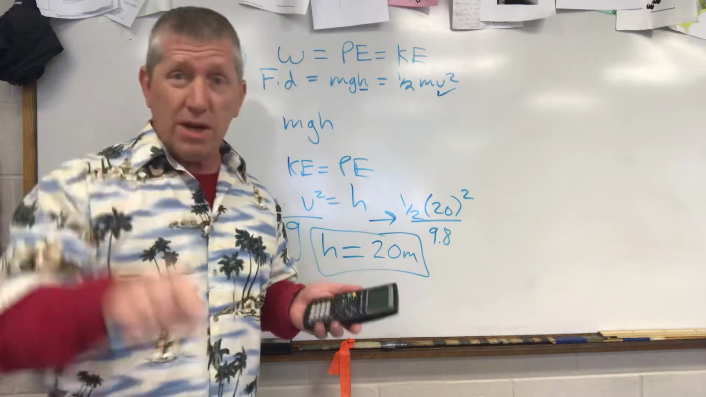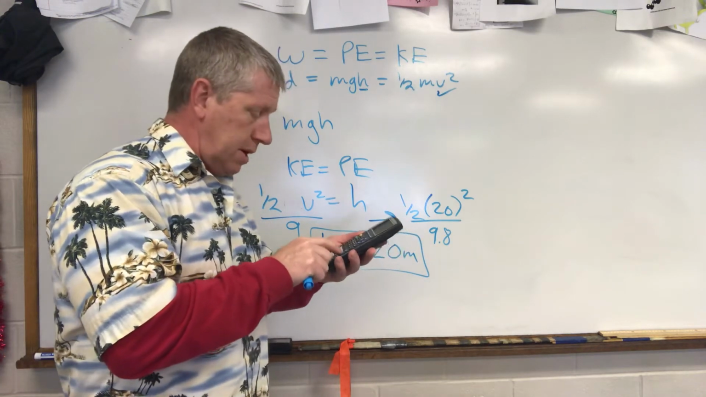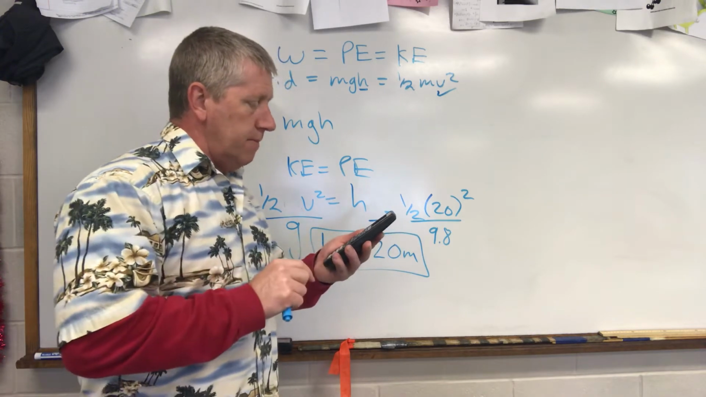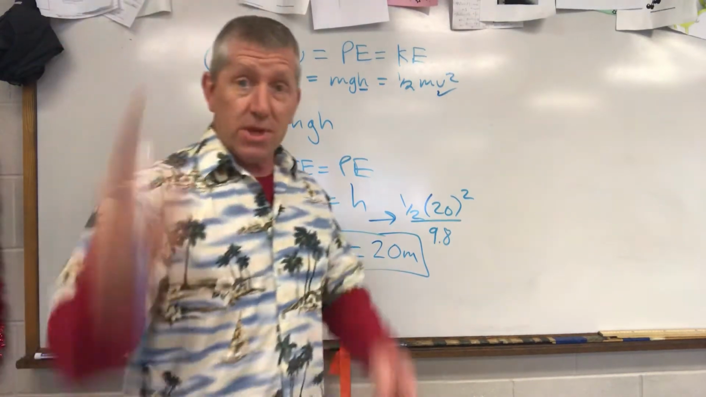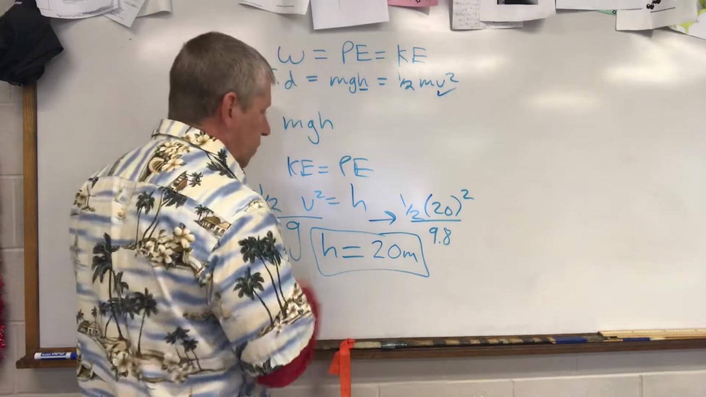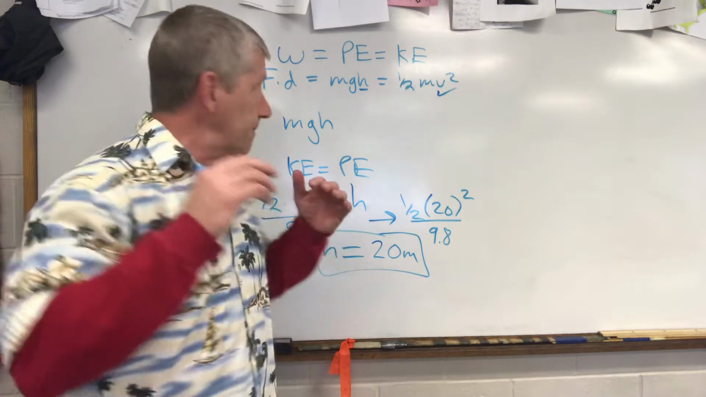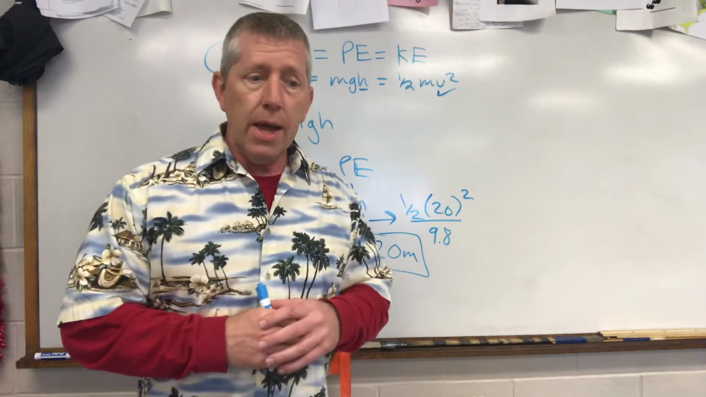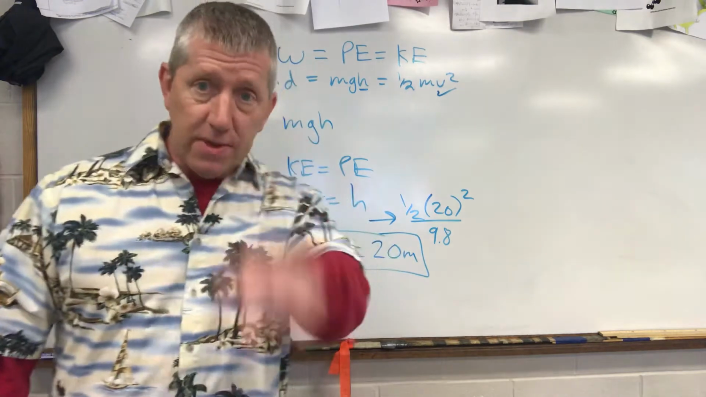Okay, 20 times 20 times 0.5 divided by 9.8. Yeah, 20.4 if you want to get a little more specific about it. So 20.4 meters. So that's how we calculate height using our potential and kinetic energy theorem, the work energy theorem, and not using the kinematics equations. I would expect you to do that on the next assessment.